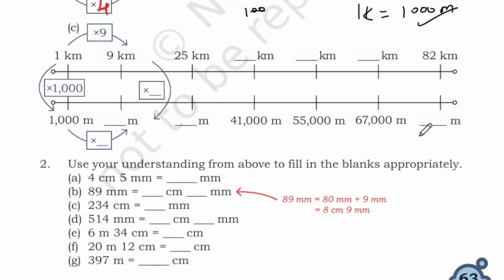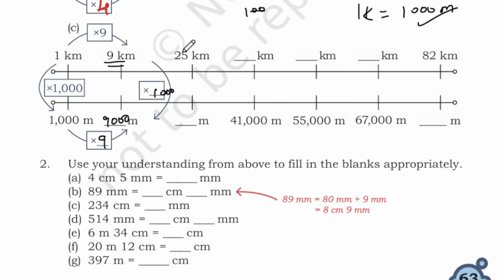Okay, next we will see here 9 kilometers. So 9 kilometers, when you convert into meter, you have to multiply by 1000. So 9 into 1000 is 9000 meter. So here they have given 1 kilometer, which is equal to 1000 meters, and how many thousands are here? There are 9000. So when you multiply by 9, you will get 9000 meter, which is equal to 9 kilometers.